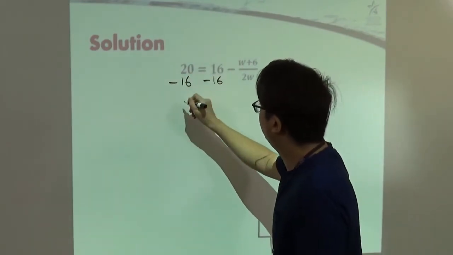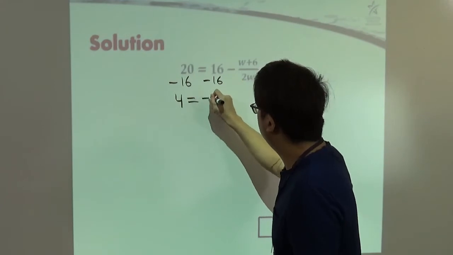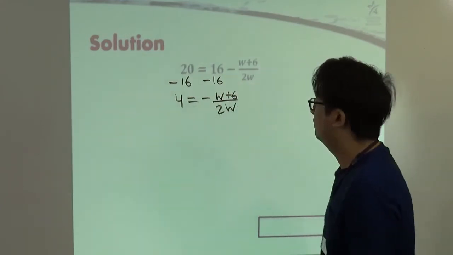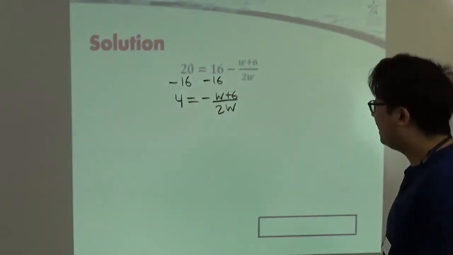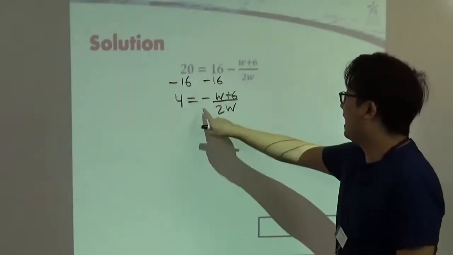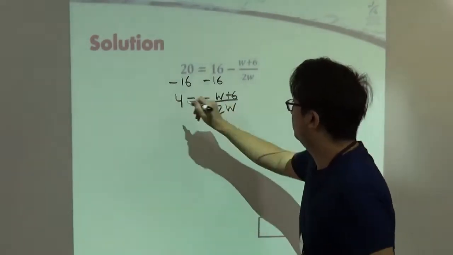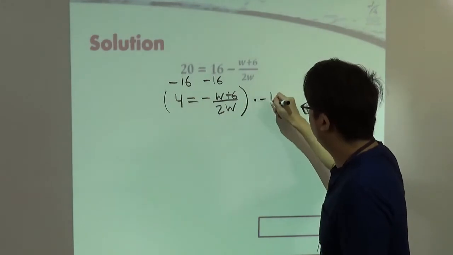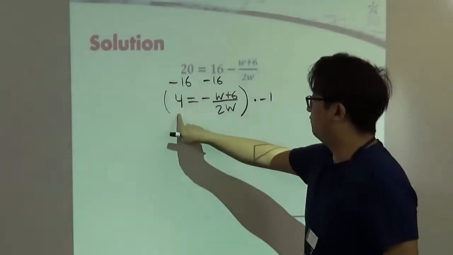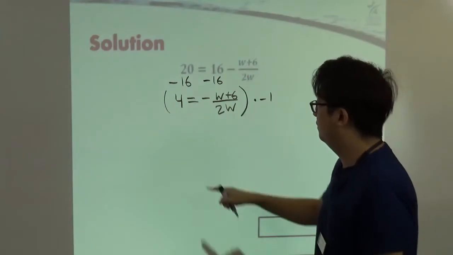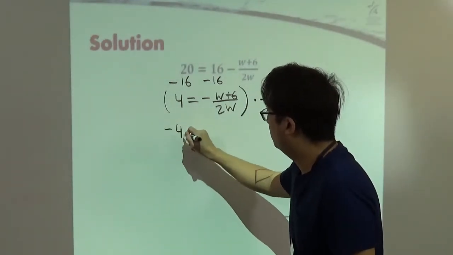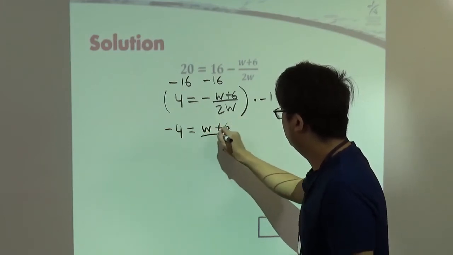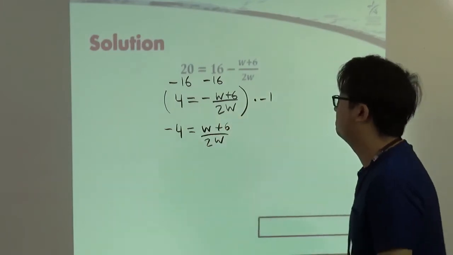When I do that, I'm left with 4 equals negative (w plus 6) all over 2w, right? So now I have a negative (w plus 6) over 2w. I don't like that negative over there, so for simplicity's sake, let's multiply both sides by negative 1, because in doing so we're going to be flipping the signs of these two. So now this becomes a negative 4, and this equals a positive (w plus 6) over 2w, right?